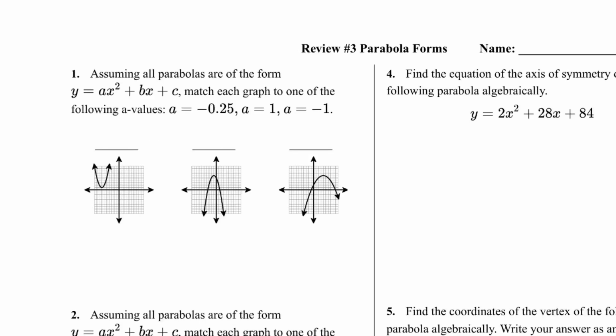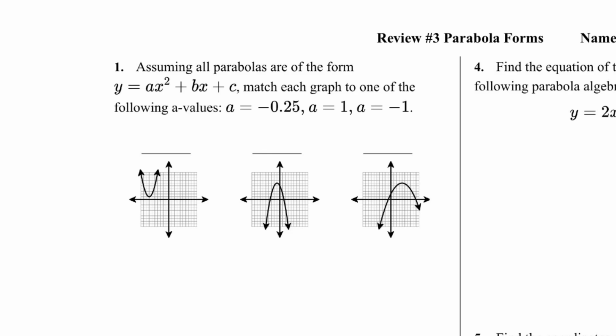Cruising right along here with review number 3. For my a values, remember the positive ones go up and the negative ones go down. So I can match those. I also know that the wider ones are the decimals. So this is negative 0.25. And this one is negative 1 and this one is positive 1.